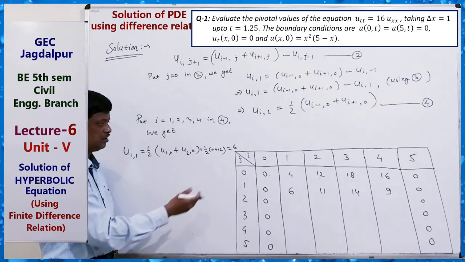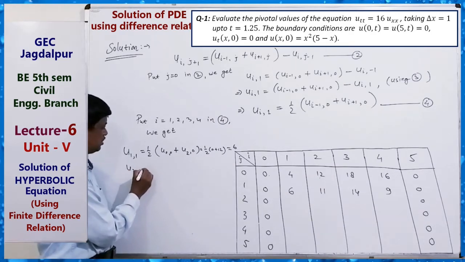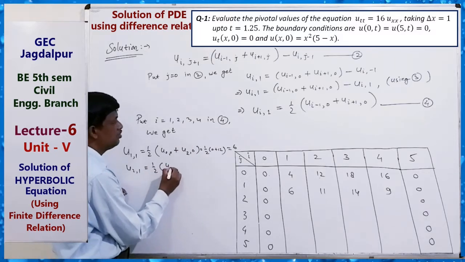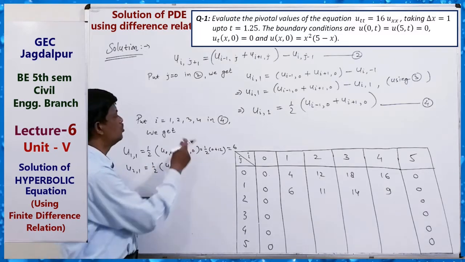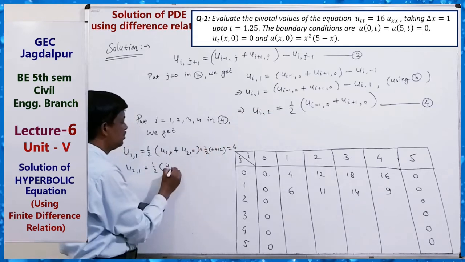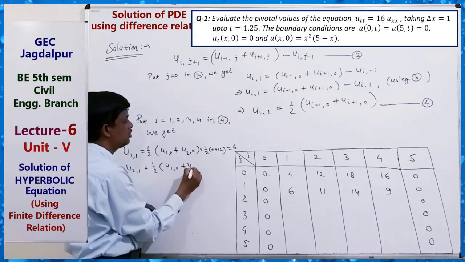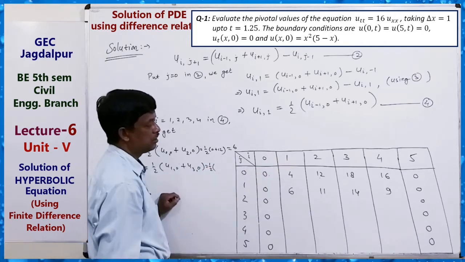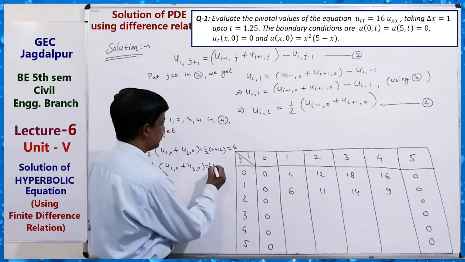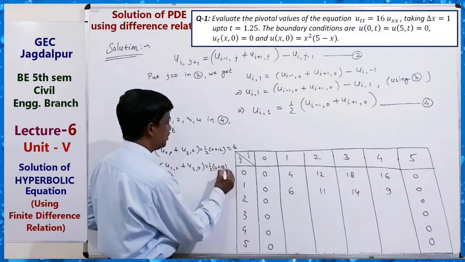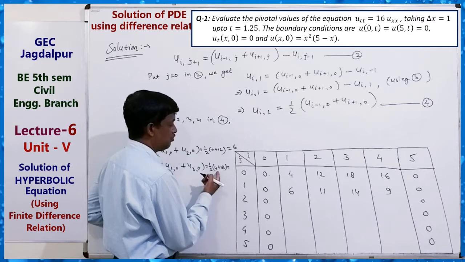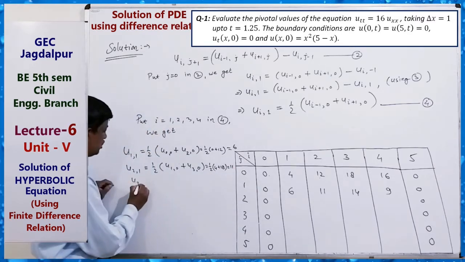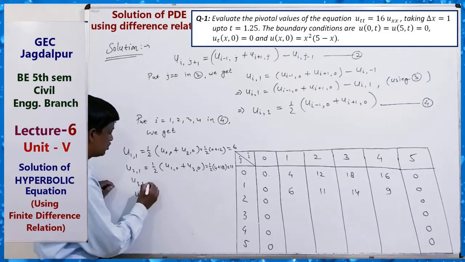Similarly, u21 you can calculate by using the formula also. It's 1 by 2 (u10 + u30) with i equals to 2, which is just the average of 4 and 18, the mean of 11. And so on. So you can get u31 also, u41 also.